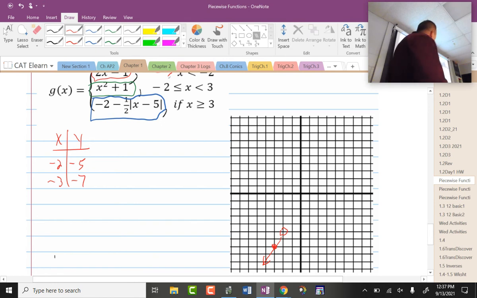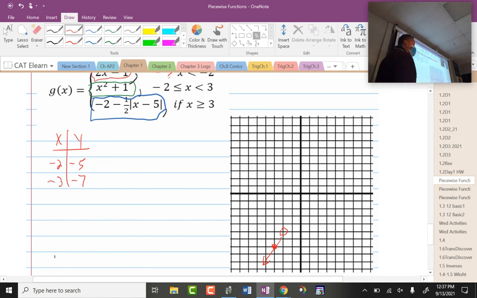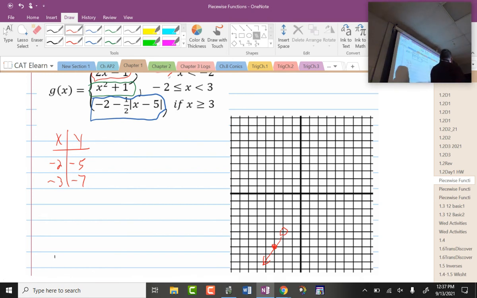And then notice I do put the arrow because we could have kept going forever. Negative 4, negative 5, negative 6, negative 7. So that arrow must be on that piece there. But it must stop there because that's what I'm allowed to plug in, and that's it.